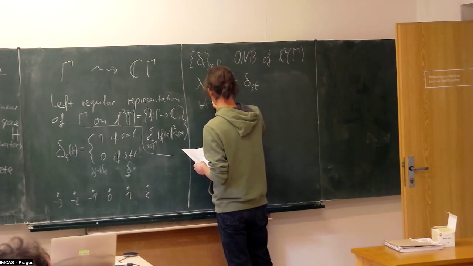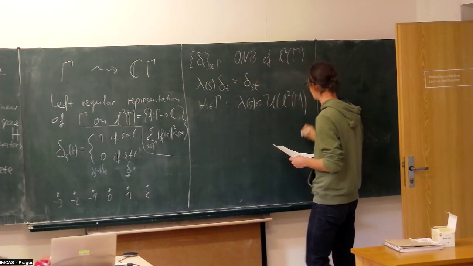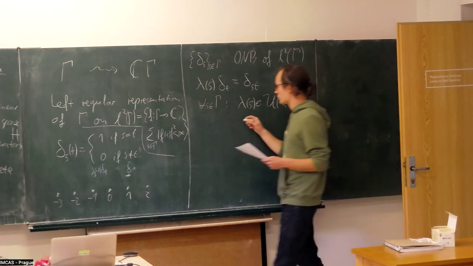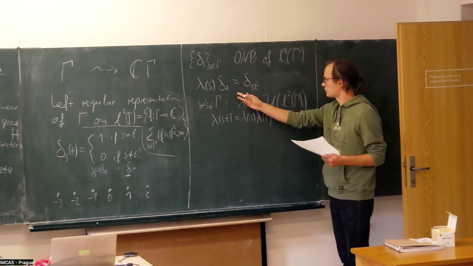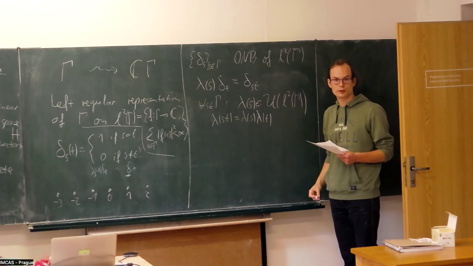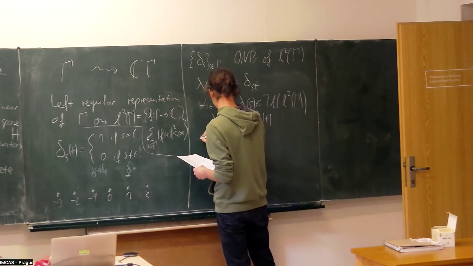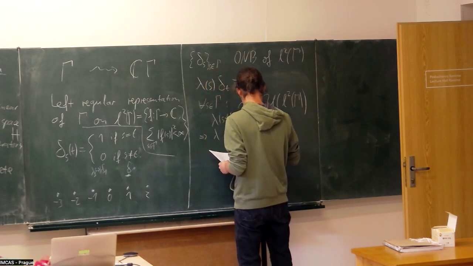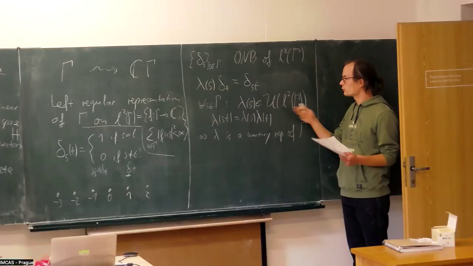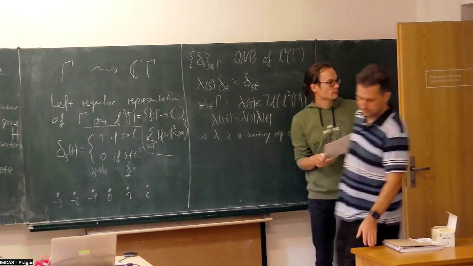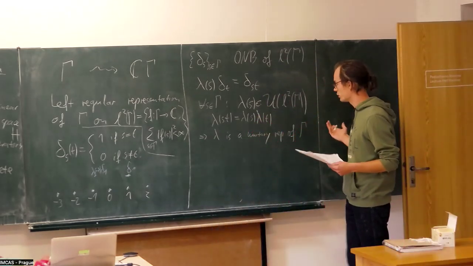Okay, so for all s like that, we have lambda of S. This is the unitary operator, and then we have gamma. And well, it's easy to see that lambda of S T equals lambda of S lambda of T. I guess that's kind of clear. If you shift twice, that's the same as shifting with the product of the group elements. So this is a unitary representation of gamma. And this is called the left regular representation. Left regular because we multiply on the left. And furthermore, it's injective.